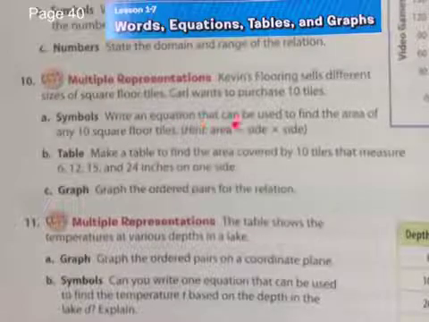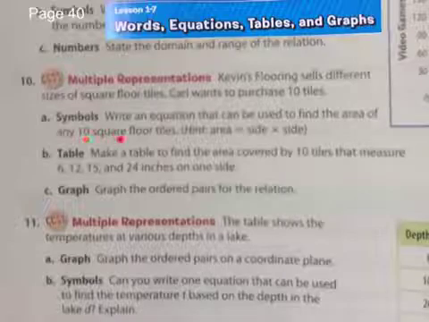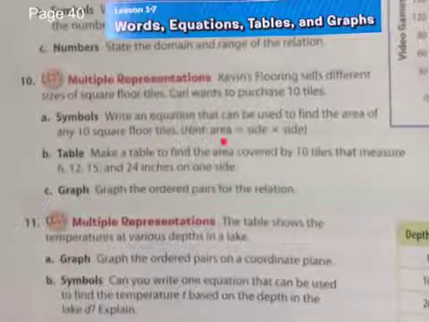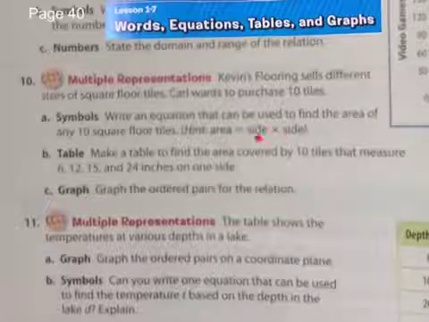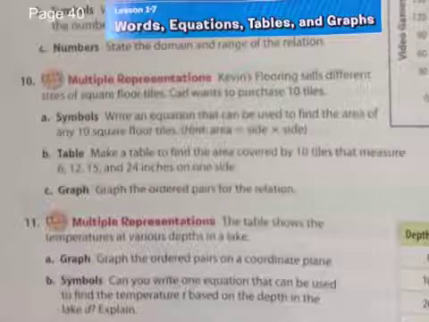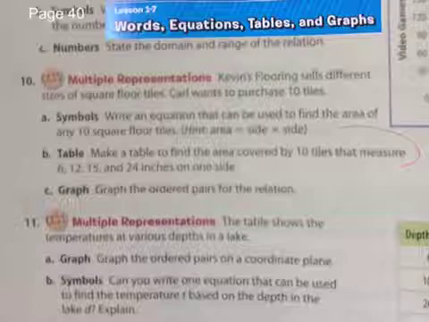Write an equation that can be used to find the area of any 10 square floor tiles. Hint: area equals side by side, length times width. Don't forget that area is 2 dimensions. So we're looking for area. Whenever you're being asked to look for something, I'm going to do it right down here.